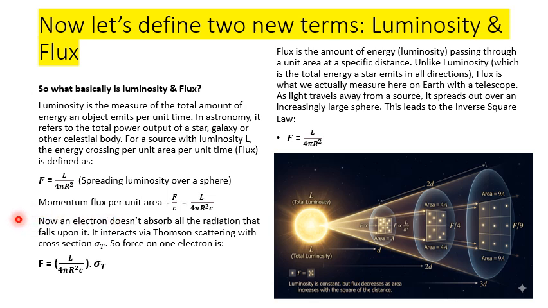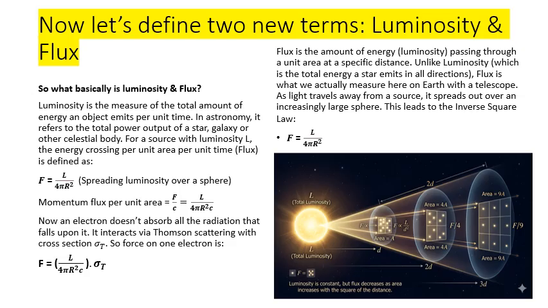So we know that an electron doesn't absorb all the radiation that falls upon it. And in the previous lecture about Thomson scattering, we discussed it in depth, and therefore we get to know about the cross section which actually interacts with this photon, and it comes out to be a constant, which is sigma T, the Thomson scattering cross section constant. So the force on one electron is this. So you have to remember this. It's a good formula, and it will come in handy.